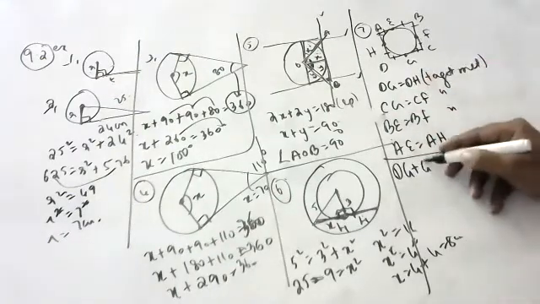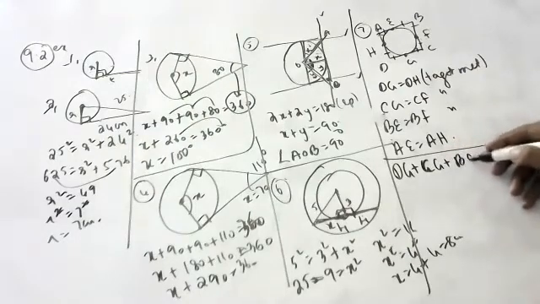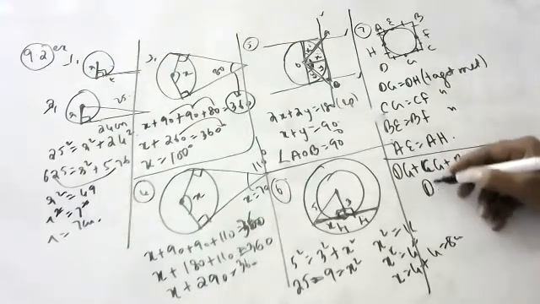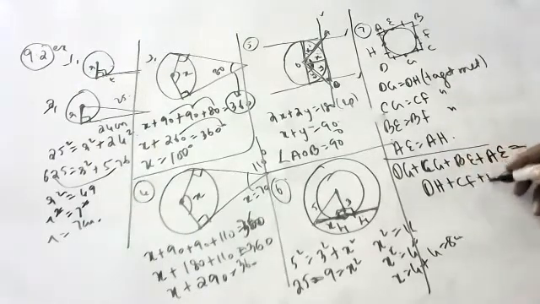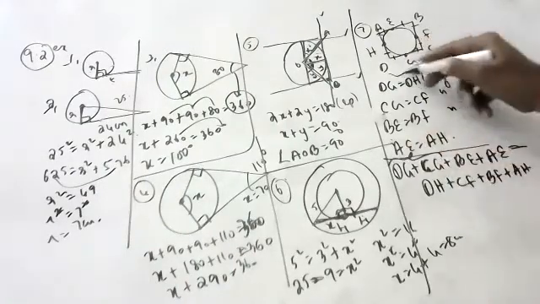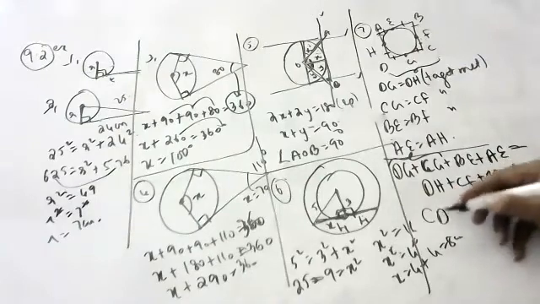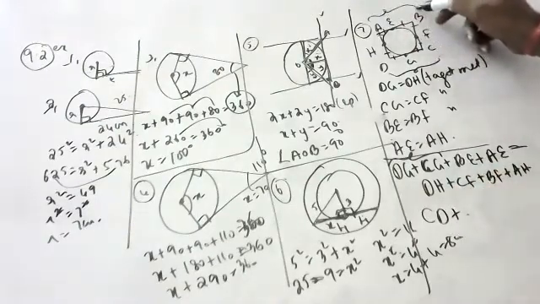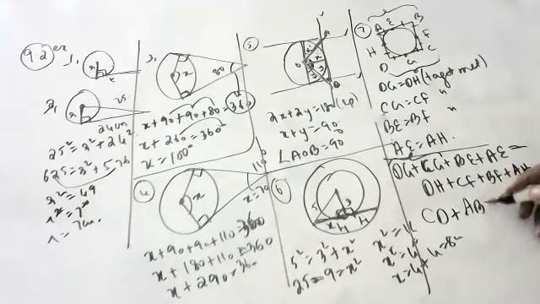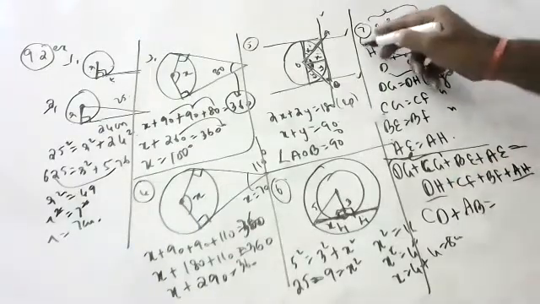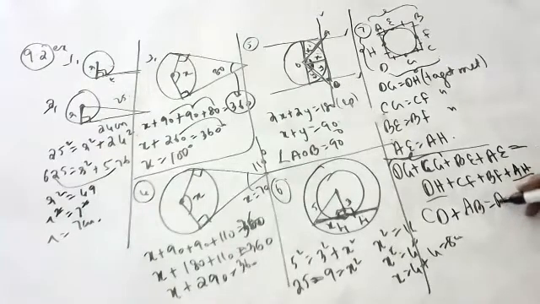DG plus CG plus BE plus AE is equal to DH plus CF plus BF plus AH. What is DG plus CG? CD. What is BE plus AE? AB. What is DH plus AH? AD. What is CF plus BF? BC. But they said it is a parallelogram.